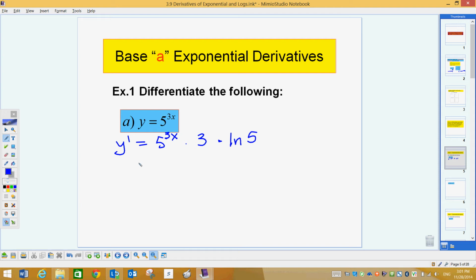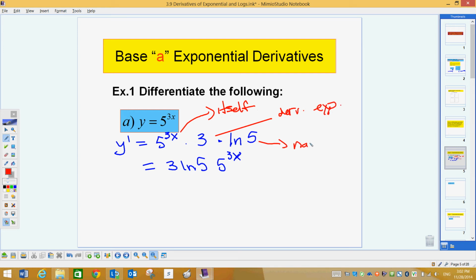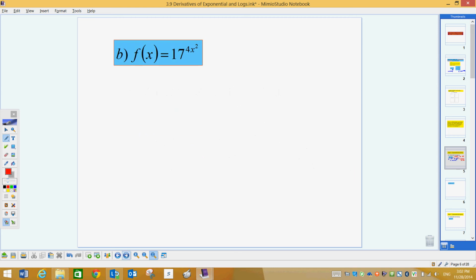So if we write our final answer, lots of times what happens is we will write it as 3 ln 5 and the function 5 to the 3x. And that would be your final answer. Okay? So again, when we take the derivative of an exponential function, it's itself times the derivative of the exponent times the natural logarithm of the base. So those are the three parts to taking the derivative of an exponential function.